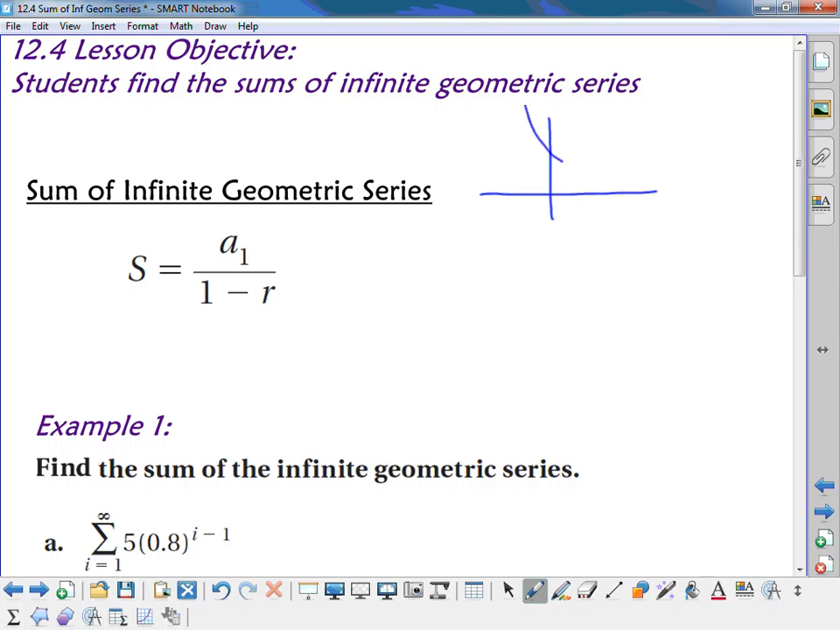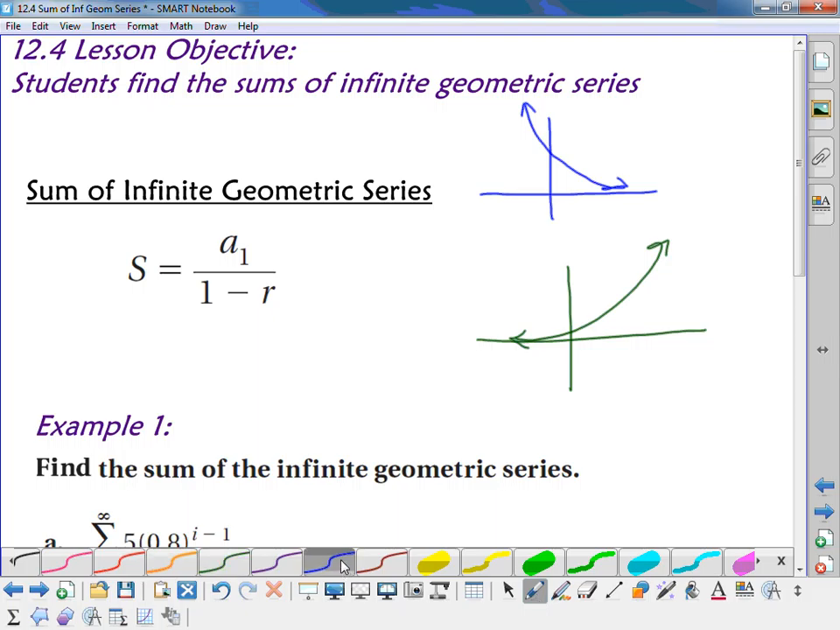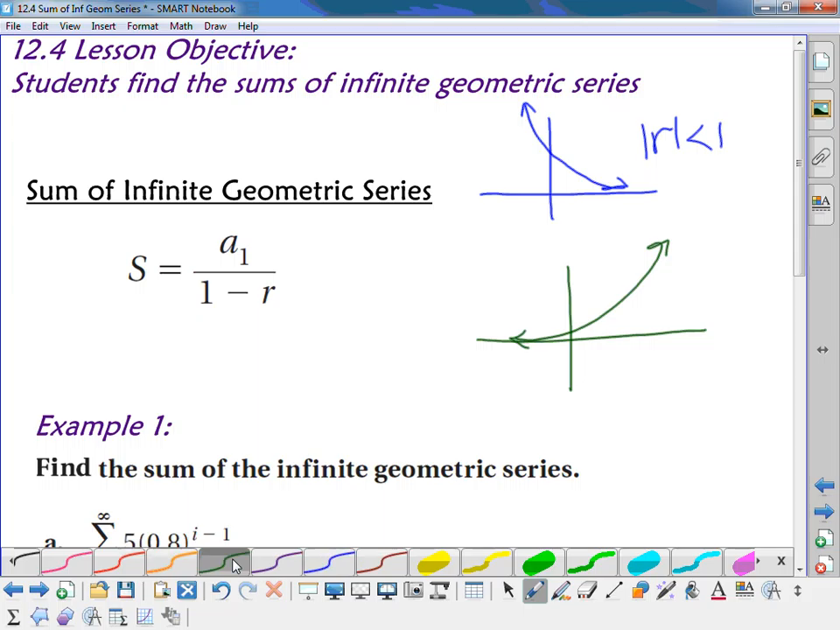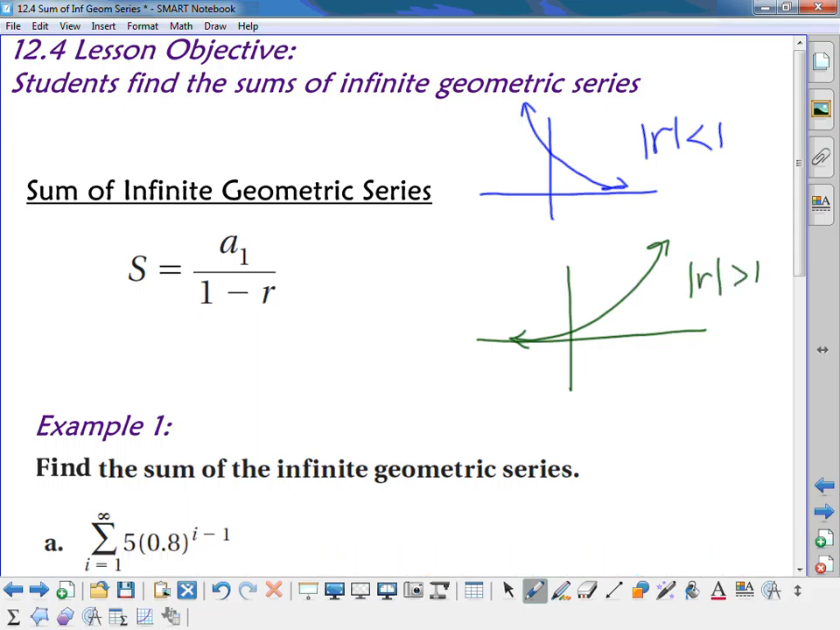Some of them came down and approached zero, right? And others went the other way and approached infinity, coming from approaching zero. So if I have a geometric series, this was the situation when the absolute value of r was less than 1, and this was the situation where the absolute value of r was greater than 1. Because when the ratio is less than 1, it's getting smaller and smaller, it's actually going to be approaching a number as it goes to infinity.